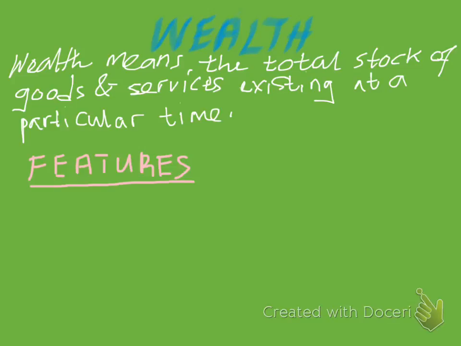Features of wealth. Wealth possesses utility. That is, when you have wealth, it gives you satisfaction. When you have cars and money, it gives you satisfaction. That is your wealth at a particular time.